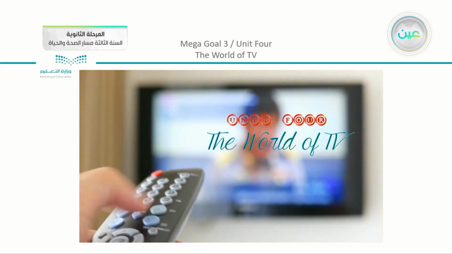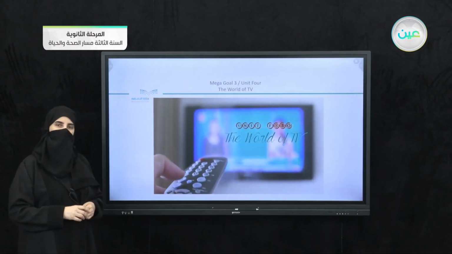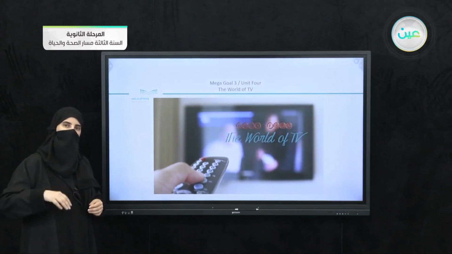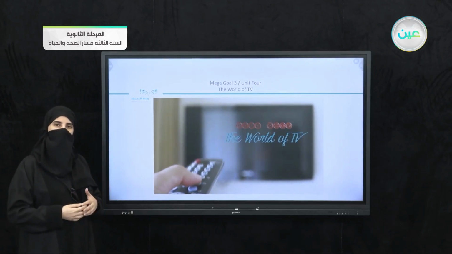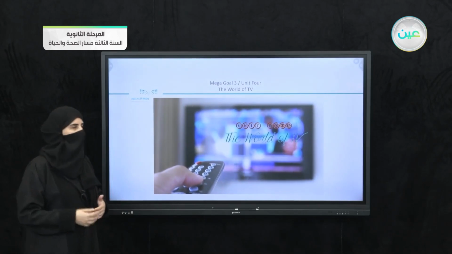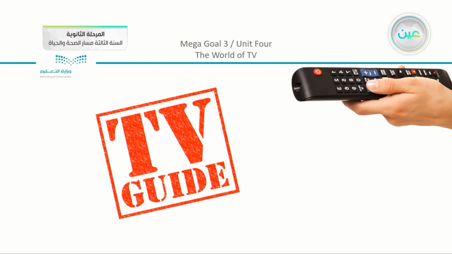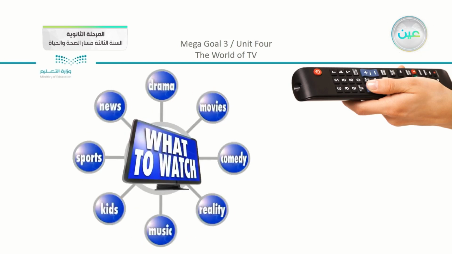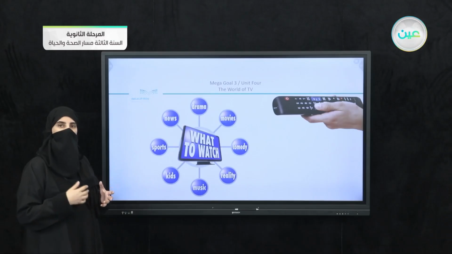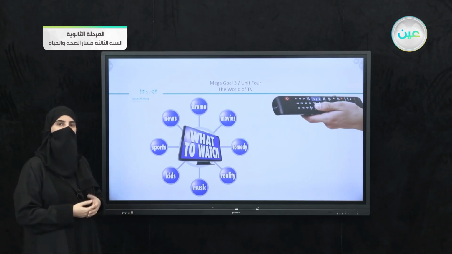Now, going back to the topic in general that we have here, the world of TV. We listed some different programs that we can see on TV. Just think about different things that you can watch. We can say that there are a lot of talk shows which you can enjoy. Now, let's just see together that we have here different talk shows. We can say that there are news, drama, movies, comedy, reality, music, kids, sports. These are different programs and talk shows that we can watch on TV.